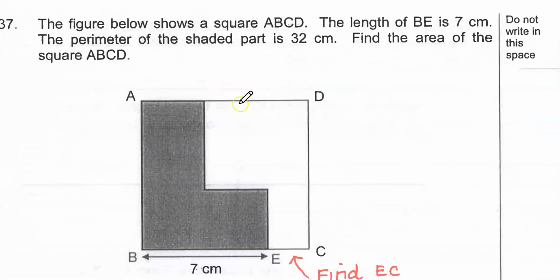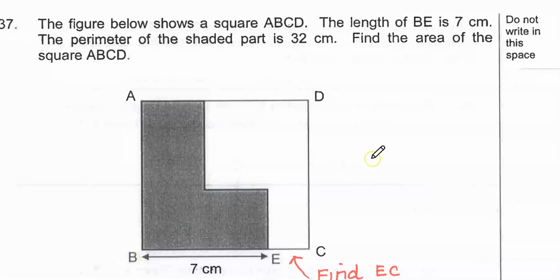the figure below shows a square. This is a square. Note, all right? It means this is 7 cm, and over here of course is 7 cm. But read further. The length of PE is 7 cm. The perimeter of the shaded part is 32 cm. The shaded part, okay? This whole thing here is 32 cm, the outline.